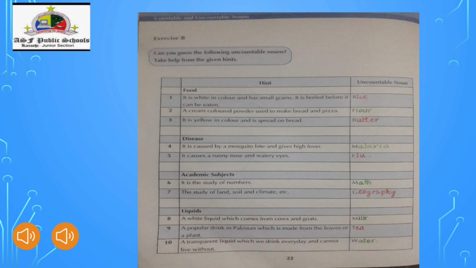Now in the end we have liquids to guess. It is a white liquid we get from cows and goats. Yes, definitely it's milk. Another drink which is popular in Pakistan, people are fond of this drink. It is made from the leaves of a plant. Your elders like to drink it more than you. Yes, it is tea. And in the last we have a liquid which we drink every day and can't imagine living without it. Oh yes, you all got it right. It's water.